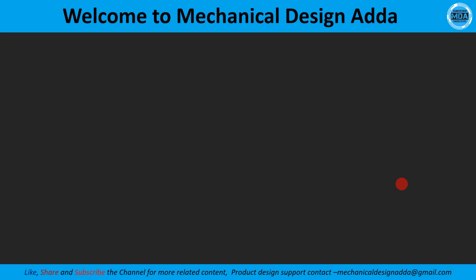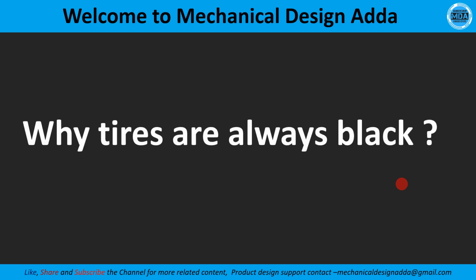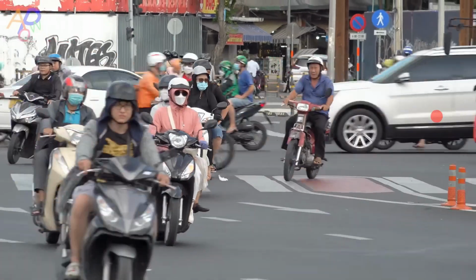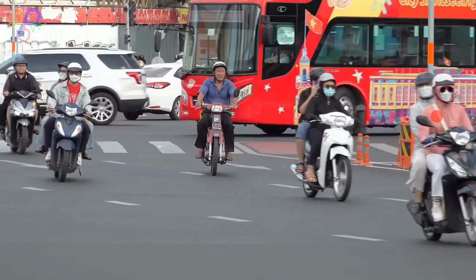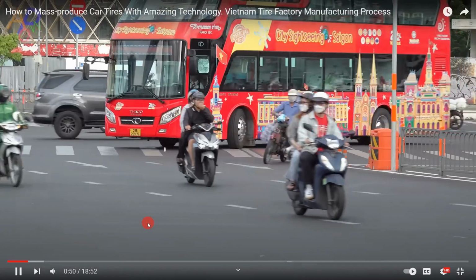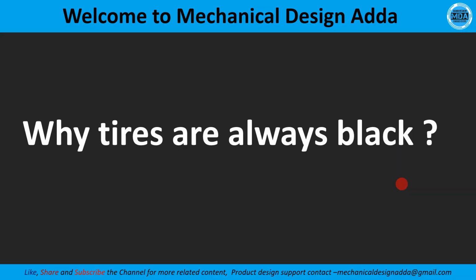Hello friend, have you ever wondered why tires are always black in color? If you see any vehicle, the tire color is always black. There is a very interesting reason behind the tire color. We will discuss in this video why tires are always black in color and why it is necessary.